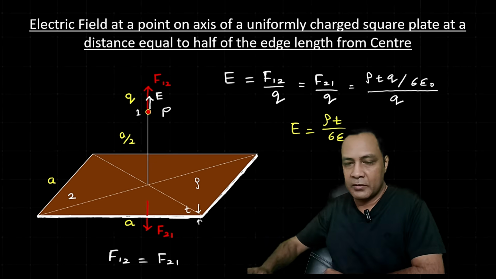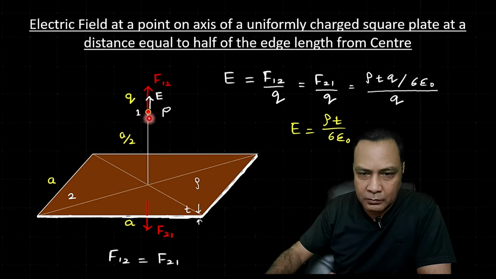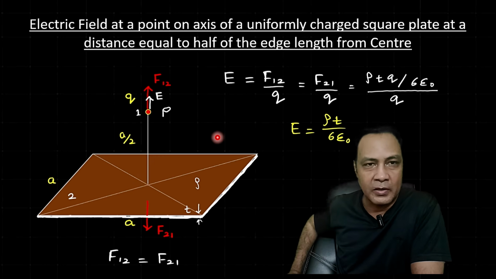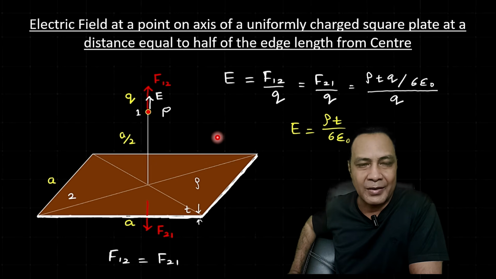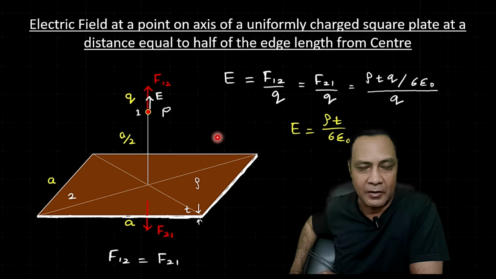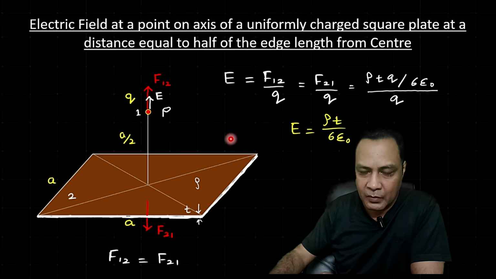Remember, in this result there is no term of the dimension of the plate, but this result is only valid at a point on the axis of the square plate and at a distance that is equal to half of the side length. So that is one. Now let's go to the original picture.